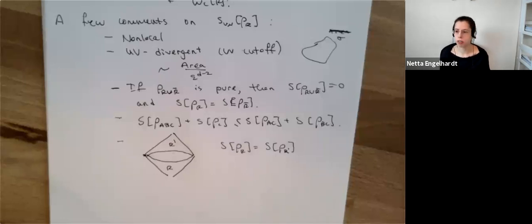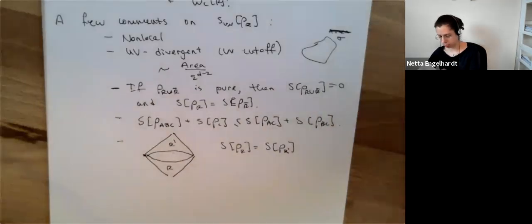So are there any questions on this lightning review of properties of the von Neumann entropy?